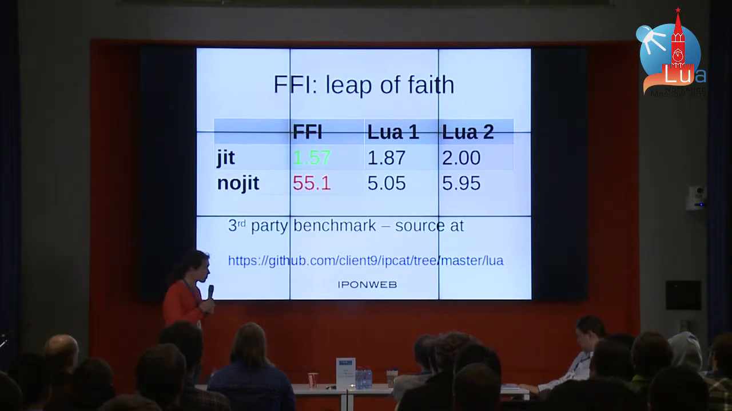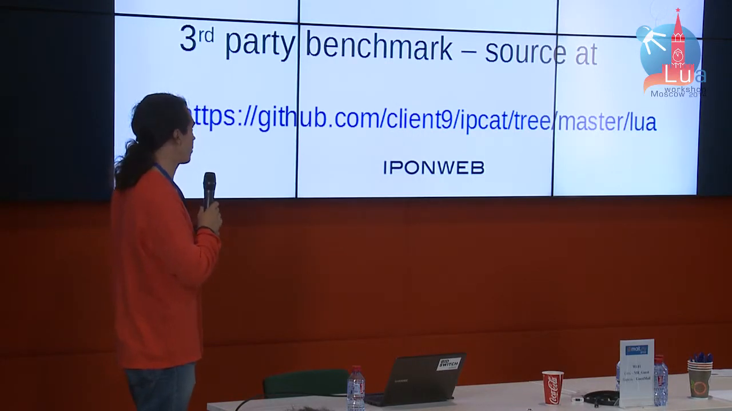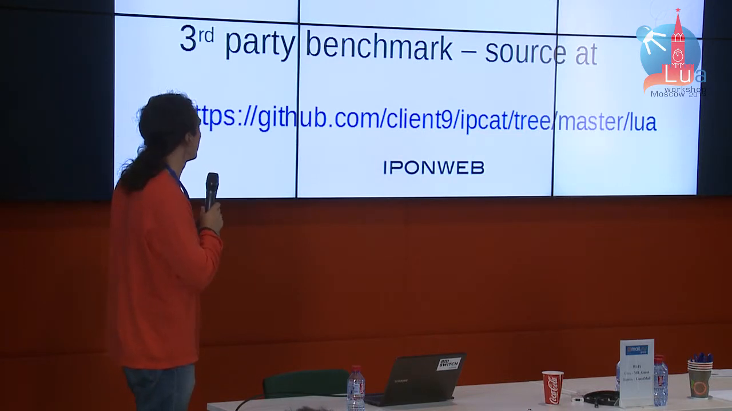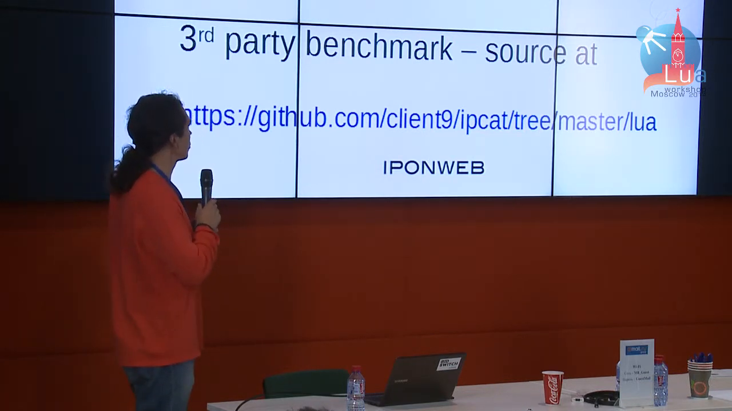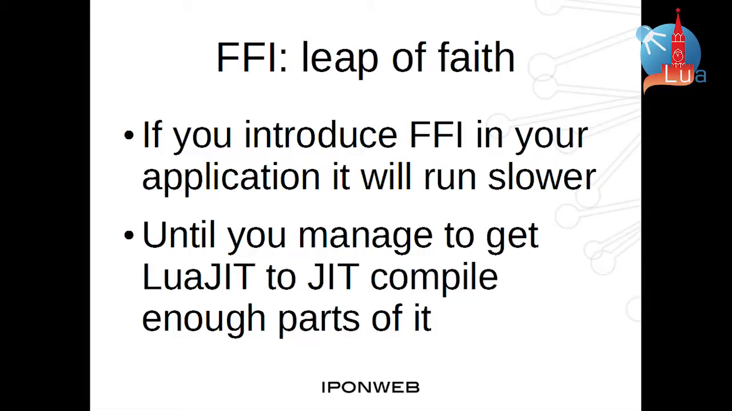So what it means is that if you have your legacy application which uses all this data, and then you suddenly change this data to use FFI, because your code doesn't compile initially, it actually starts to run slower. Until you manage to fix your application to have JIT compilation on most parts of it, you get a huge penalty when you introduce FFI.